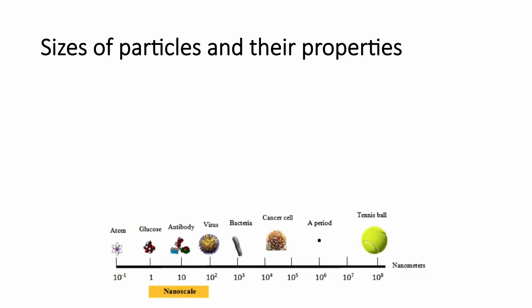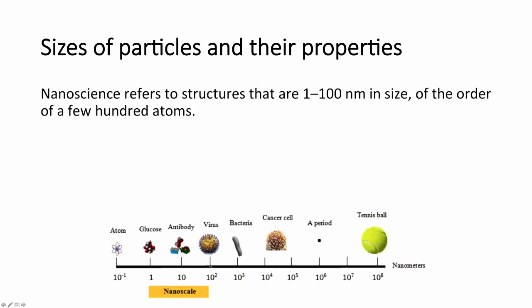Sizes of particles. You also need to know about nano science. So here's a scale of size of a tennis ball, full stop on a page, cells in a body, a virus, a glucose molecule, an individual atom. And the nanoscale is basically from small to large molecules. It refers to structures that are 1 to 100 nanometers in size. A nanometer is 1 times 10 to the minus 9, so a billionth of a meter.